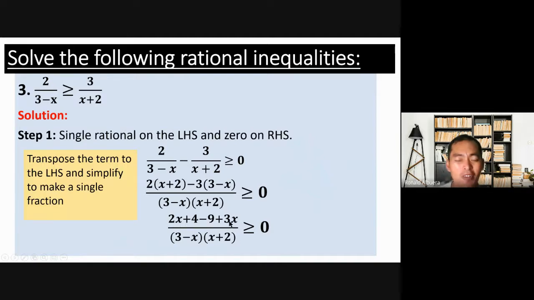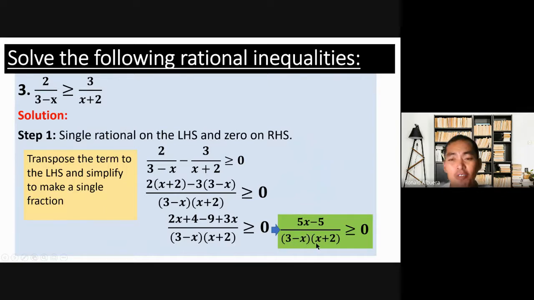So we can combine. That's 5x. 4 minus 9. Unlike signs, we subtract: 9 minus 4 is 5. And the sign should be negative, so negative 5. Therefore, we have (5x minus 5) all over the product of (3 minus x) and (x plus 2) is greater than or equal to 0. This is now in a single fraction.